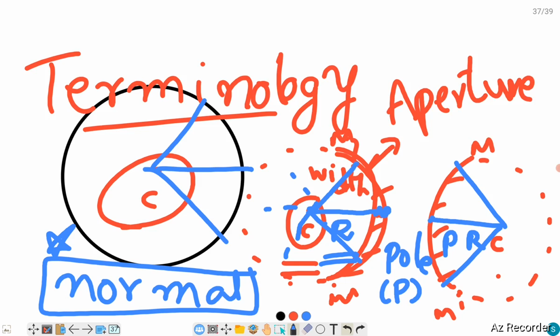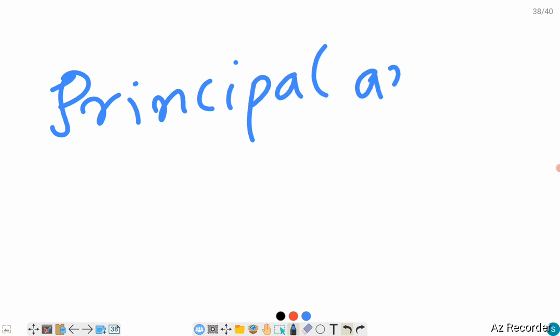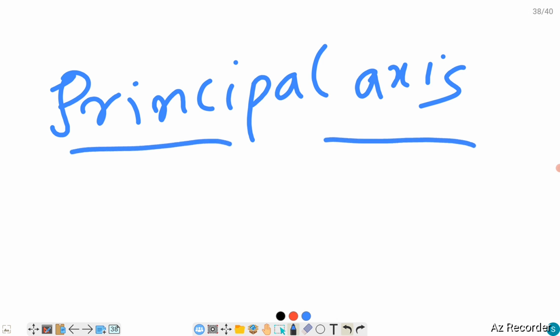And if you take one imaginary line passing through the center of curvature and the pole, this line we call the principal axis. Understood? These are the main important terms of spherical mirrors, and one more term is there that you will learn with the ray rules.